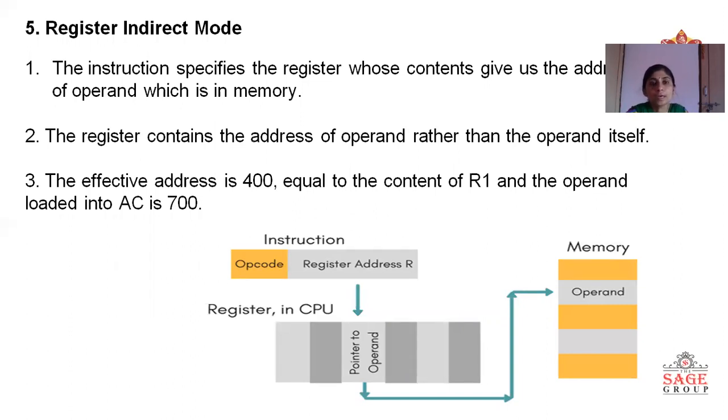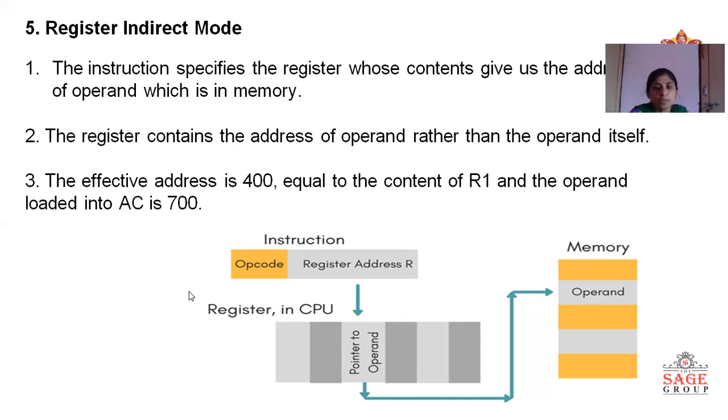Register indirect mode. In register indirect mode, the instruction specifies the register whose contents give us the address of the operand, which is in memory. This is similar to the indirect addressing mode, only here the register holds the effective address, and we have to go to that effective address in memory, and the operand at that address will be loaded into the accumulator. Again, it reduces execution speed because more time is required and there is more complication.